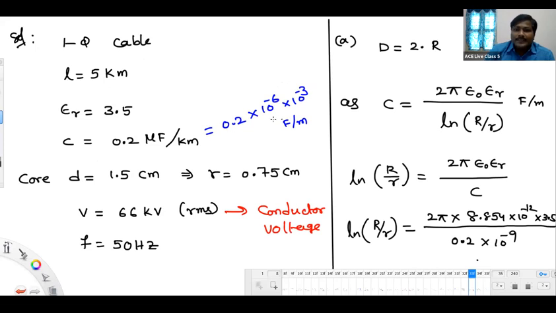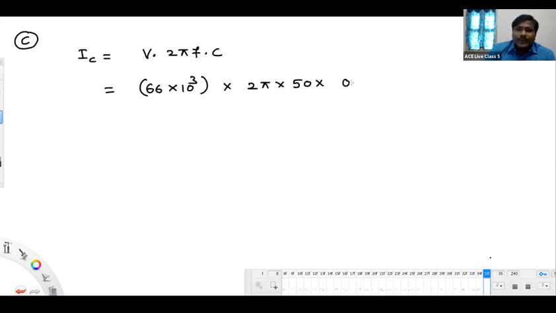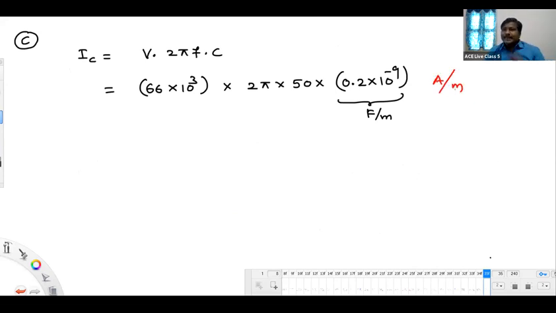0.2 into 10 power minus 6 into 10 power minus 3 farad by meter, which is 0.2 into 10 power minus 9 farad per meter. The overall units of this current will be amperes per meter, because capacitance you are keeping in per meter.